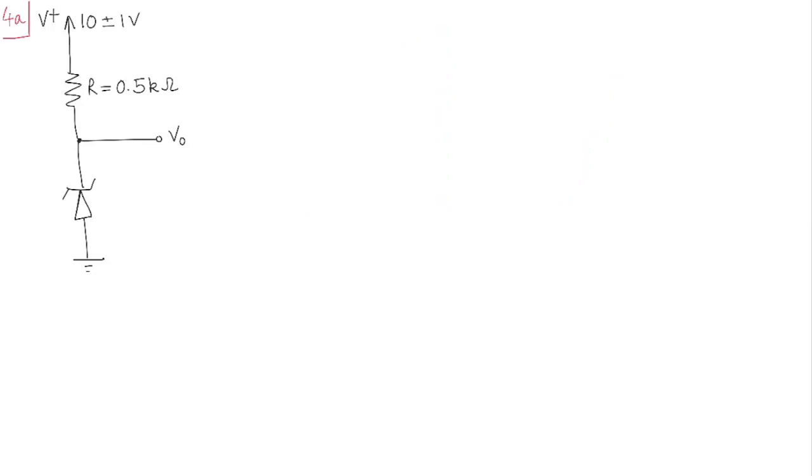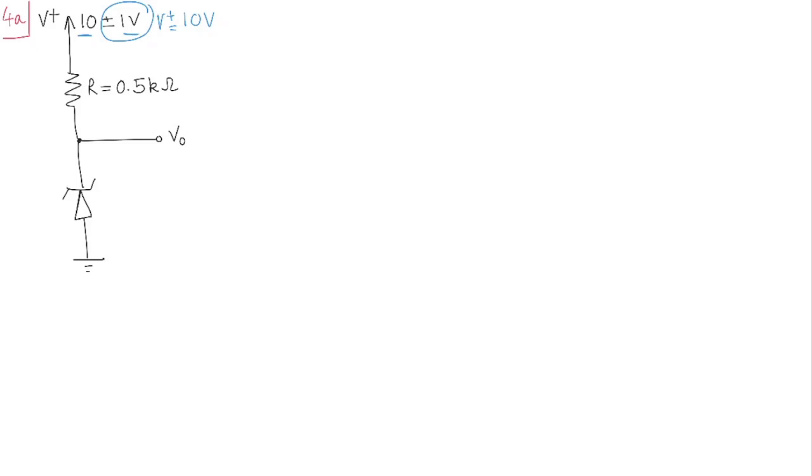So in the first part of the question, you are asked to find out the output without any load and with V plus at its nominal value. So you can see that V plus here, let me use a blue color pen, V plus here is 10 volts plus minus 1 volt. By nominal value, we just mean 10 volts, okay? Without this plus minus 1 volt. So when V plus is 10 volts, and I've not included the load resistance here, so that's the circuit.